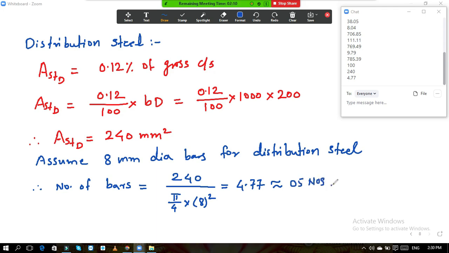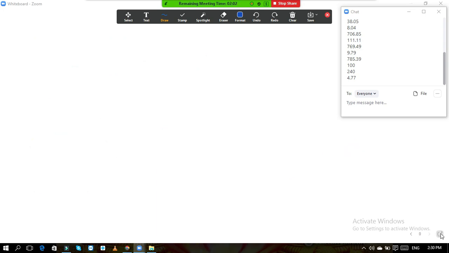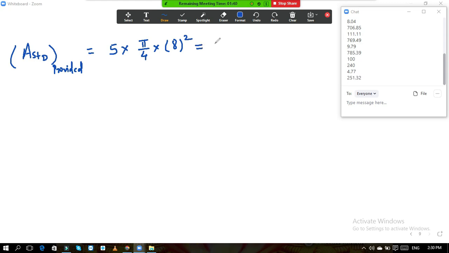So now calculate the ASTD provided, distribution steel provided. So ASTD provided is equal to 5 bars, each of bar diameter pi by 4 into 8 square. It is 251.32 mm square, 251.32 mm square.